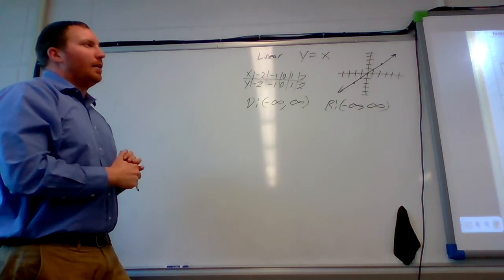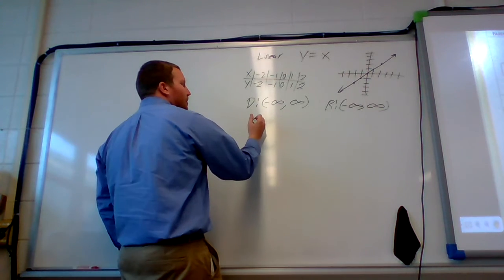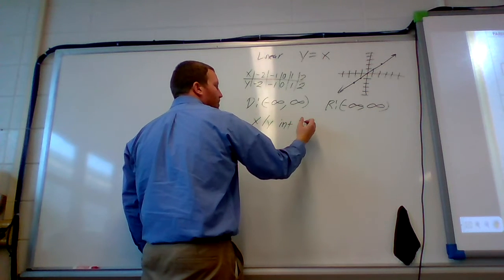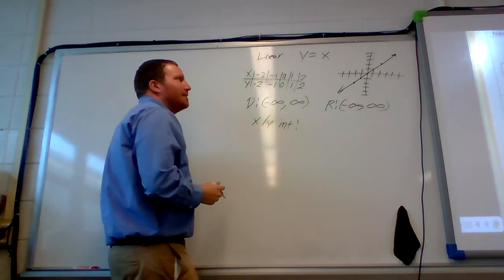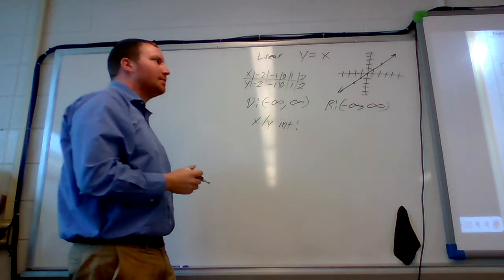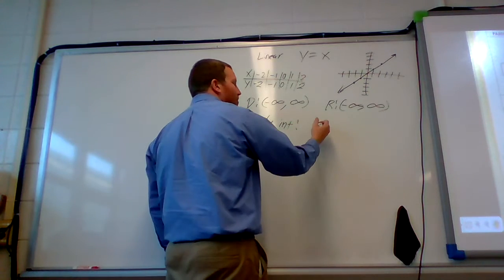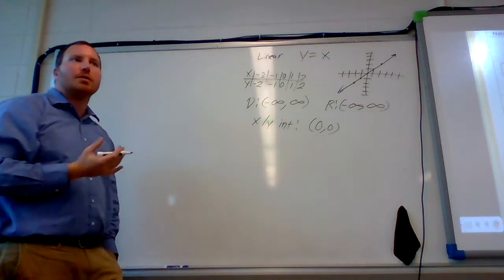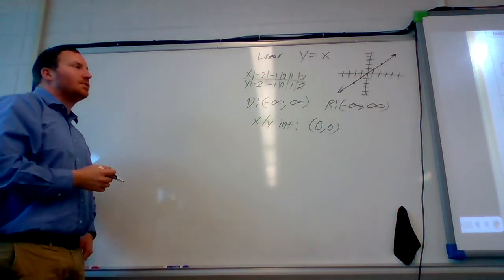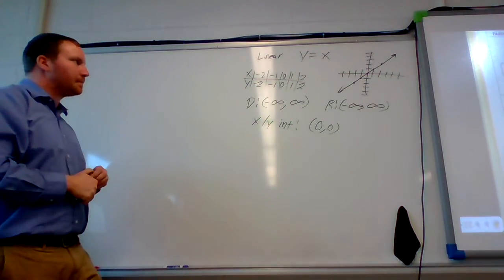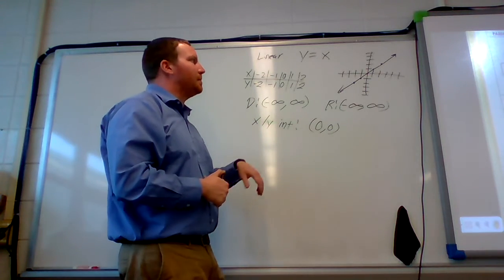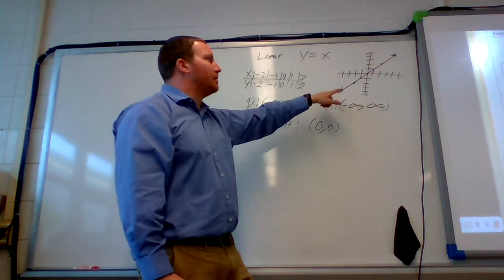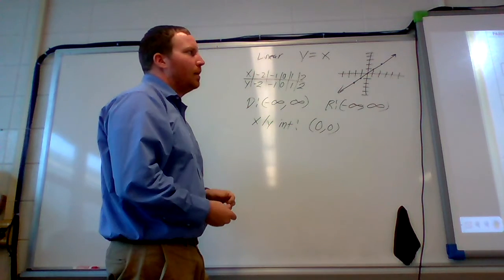Then we want to look at our x and y intercepts. Our x and y intercepts are going to be the exact same on all of these parent functions. They're going to be at 0, 0, right? They're going to go through the origin because we're not doing any transformations. We're not doing any translations up, down, left, or right. So our x and y intercept is always going to be through the origin for our parent functions.